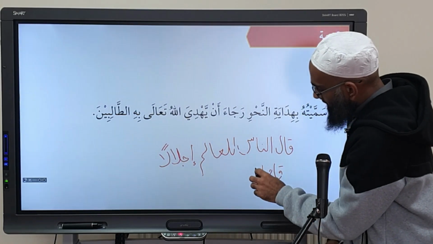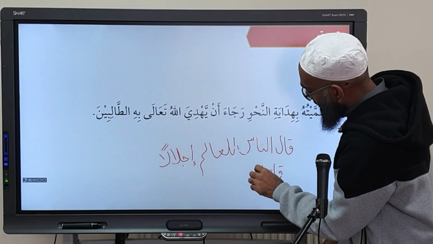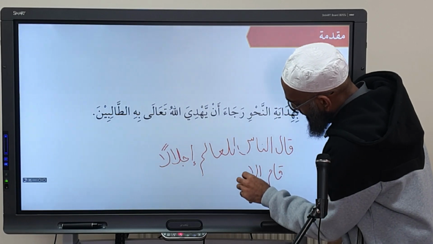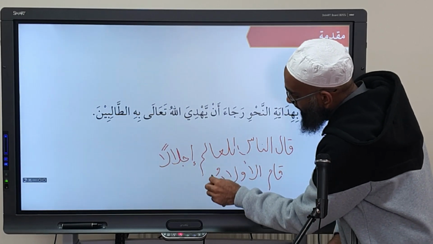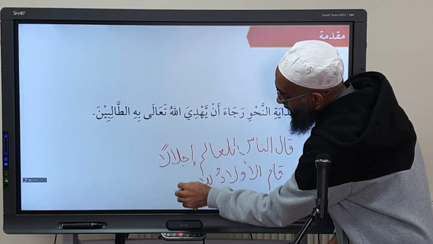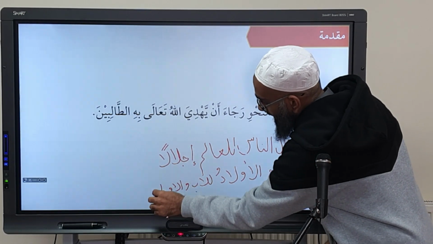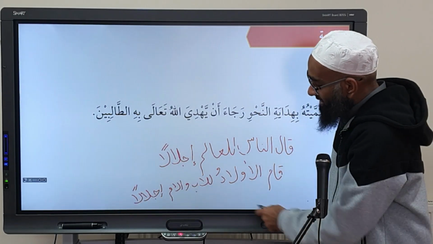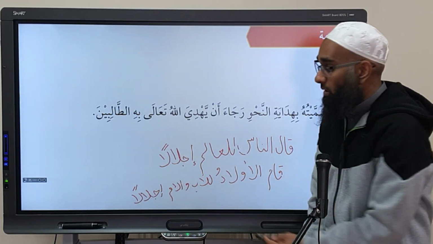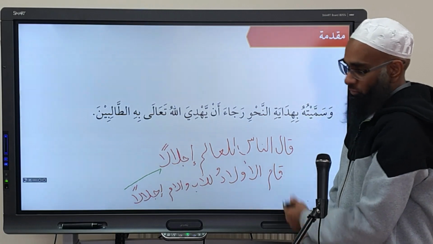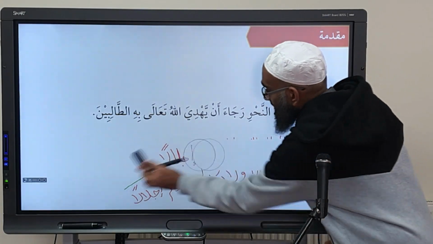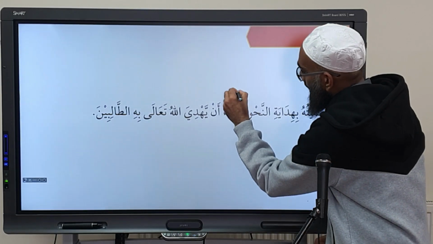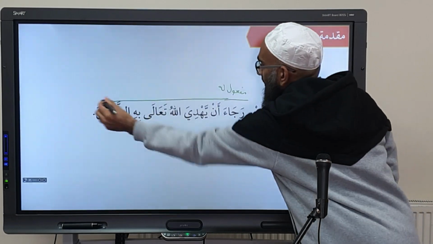We always mention the reverence of the teacher. Let's do reverence of the father. Qamal Abu. Qamal Awladu, because parents deserve more. Qamal Awladu lil Abi wal Ummi ijlalan. The children stood up for the mother and father. Why? What was the reason they stood up? Ijlalan, to show reverence. So you've done this already in Nahw. So here this Rajaa is maf'ulun lahu. All of this is mudaf ilayh.